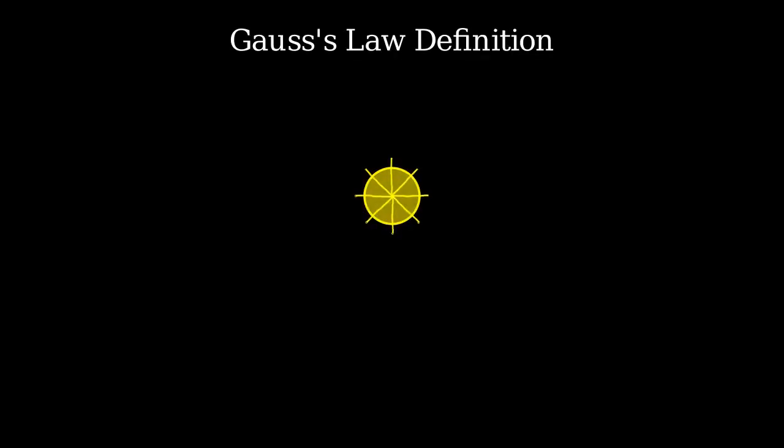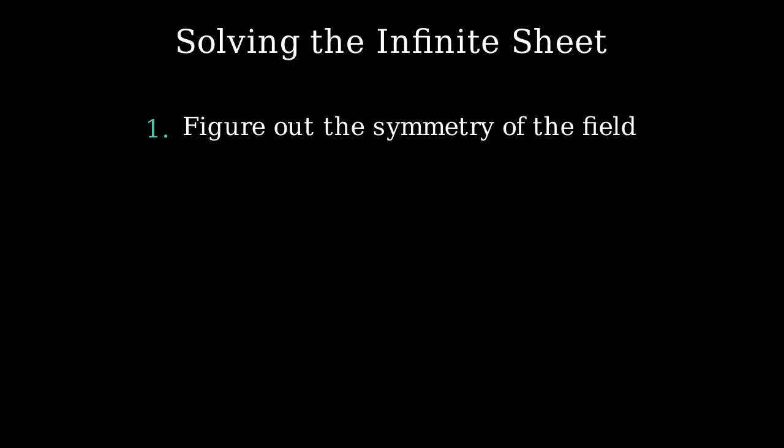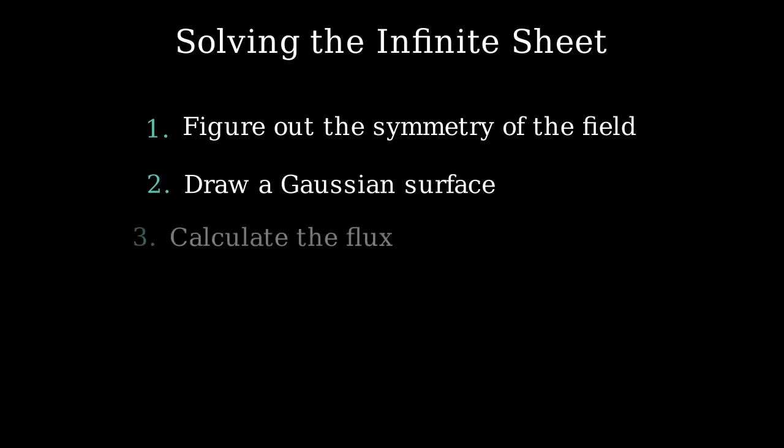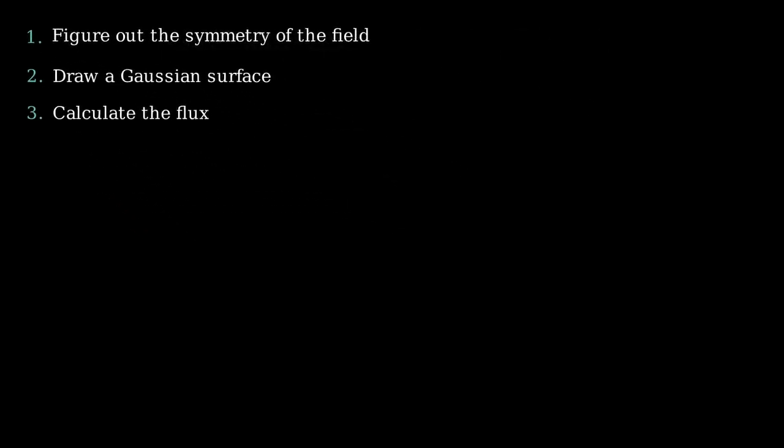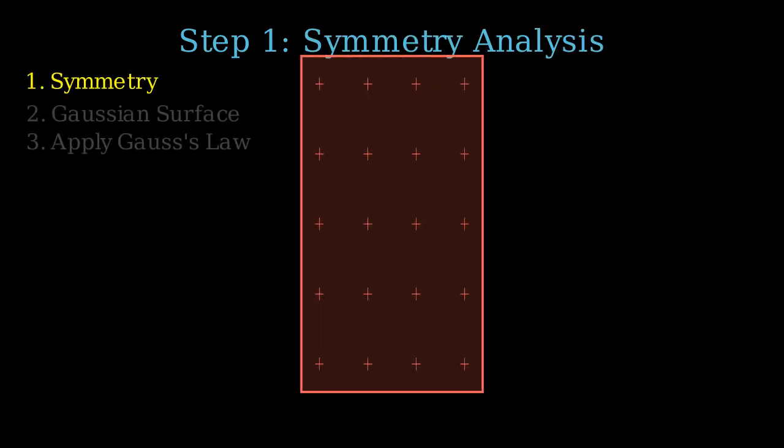Gauss's theorem says that the total electric flux piercing through any closed 3D surface is equal to the total charge trapped inside, divided by a constant called epsilon naught. To solve our infinite sheet problem, we really just need to do three things. First, figure out the symmetry of the field. Second, draw a clever 3D trap called a Gaussian surface. Third, calculate the flux. Let us start with step 1, symmetry.